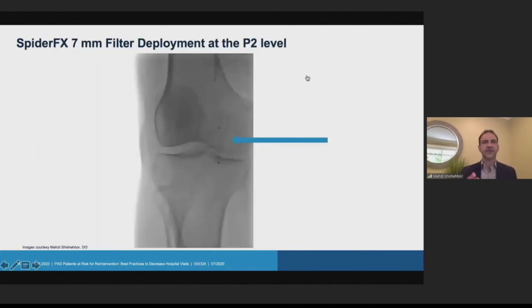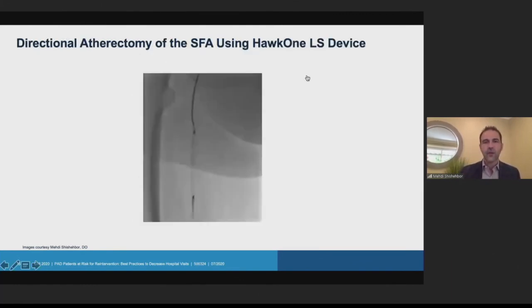So in this case, we did the same thing as Peter, and this is kind of boring after Peter showed that beautiful case, but this is basically a Spider filter that we place in the P2 segment. We then came with the HawkOne LS, and actually that day we had run out of the LX, which is the 9 centimeter nose cone, which is much more efficient. So I ended up using this.